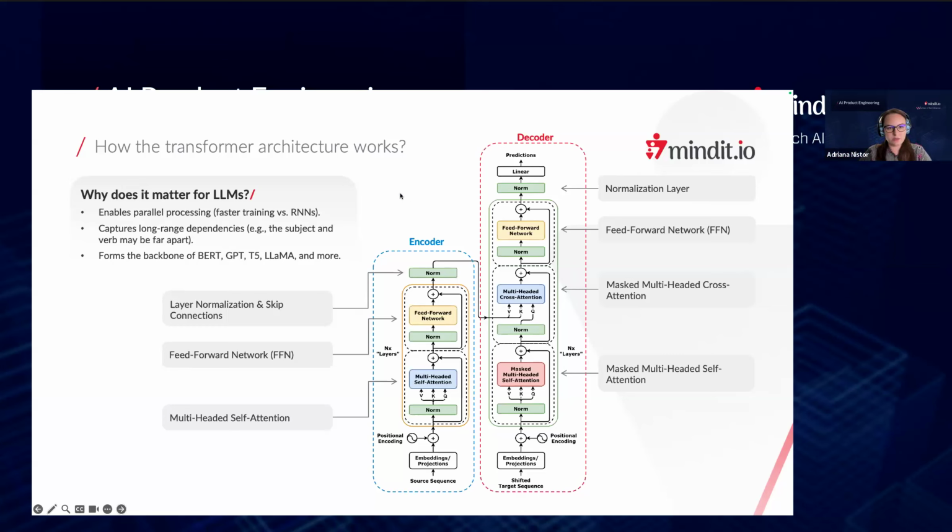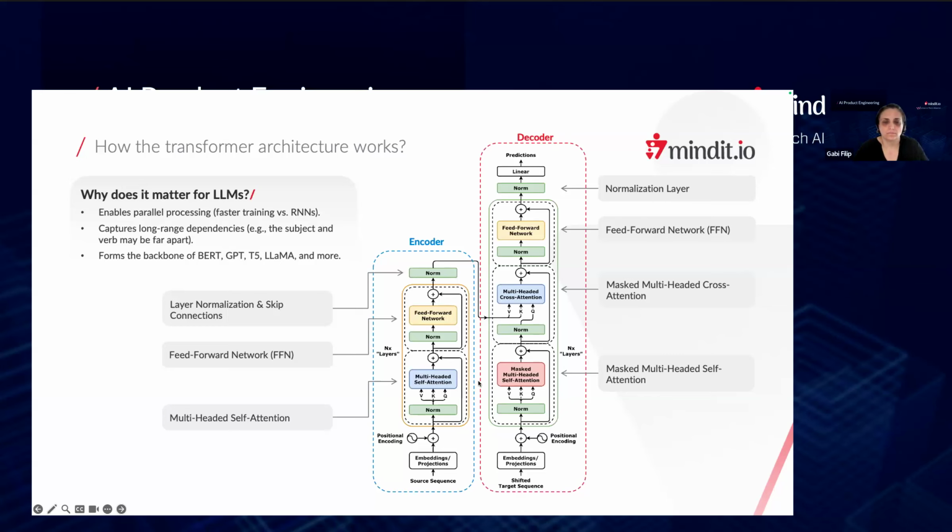More about the architecture: it contains two distinct pieces. Here on the left-hand side, we have the encoder piece of the architecture. This part is very much used in models like BERT that are focused on understanding. On the other hand, we have the decoder piece. The decoder piece is used in models like GPT, which is focused on generating text.